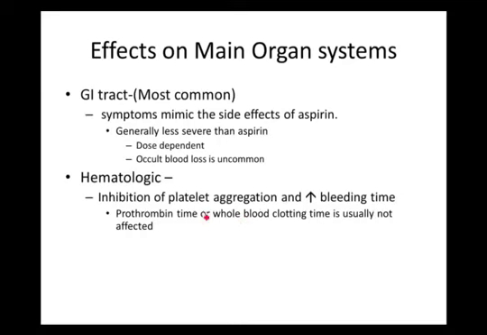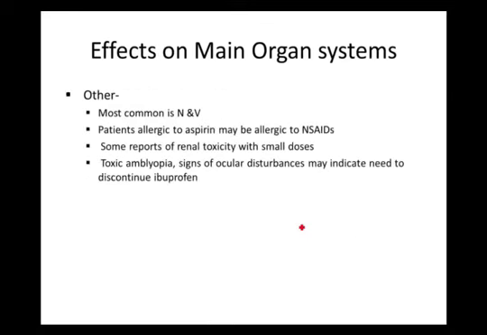Do understand that the prothrombin time and blood clotting time is usually not affected because you're not really altering the activity of thrombin, and you're not really altering the activity of the other clotting factors within that cascade. The other most commonly encountered side effect or complaint with these drugs is nausea and vomiting. And if a patient's allergic to aspirin, there is some structural similarity to some of the other NSAIDs. So, you may want to use some caution when prescribing NSAIDs to patients who are allergic to aspirin.